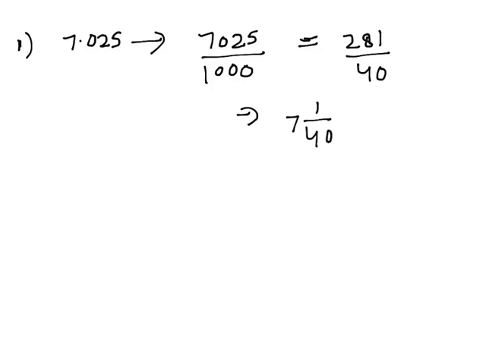To check the answer, we will change this. 40 times 7 is 280, plus 1 is 281. So it means our mixed fraction is correct. So here we can leave our answer as 281 by 40 also, if they are in the lowest form. But since they are in the mixed fraction, we did one step more, 7 whole 1 by 40. So both the answers are correct.